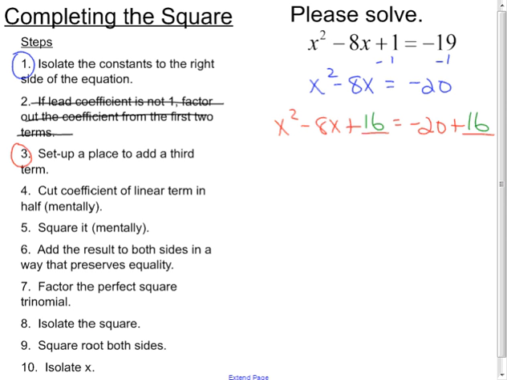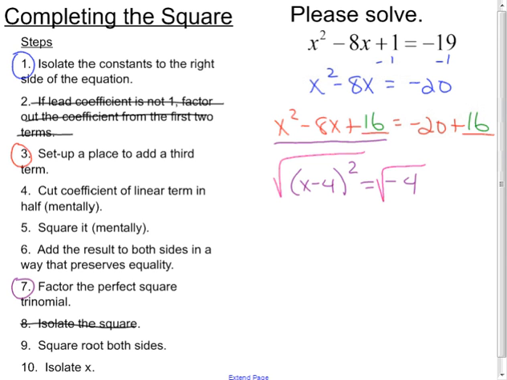Okay, so we will continue on to step 7, where it says factor the perfect square trinomial, which I've created here. So I will get x minus 4 squared equals negative 20 plus 16, which is negative 4. Then it says here to isolate the square. Well, my square here is x minus 4, and it is isolated. Again, that is a step that you will need to do in examples where a is not 1. So now we'll take a look at square rooting both sides.